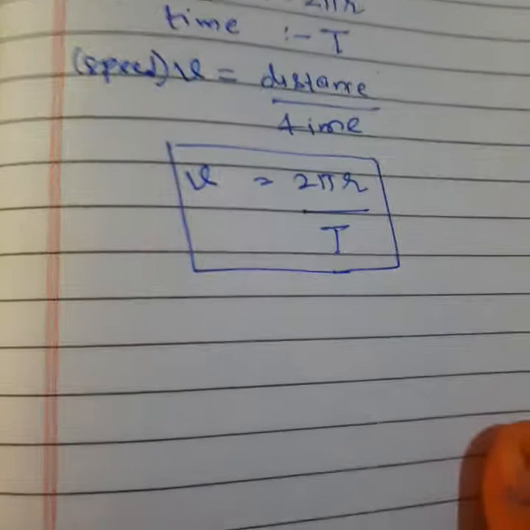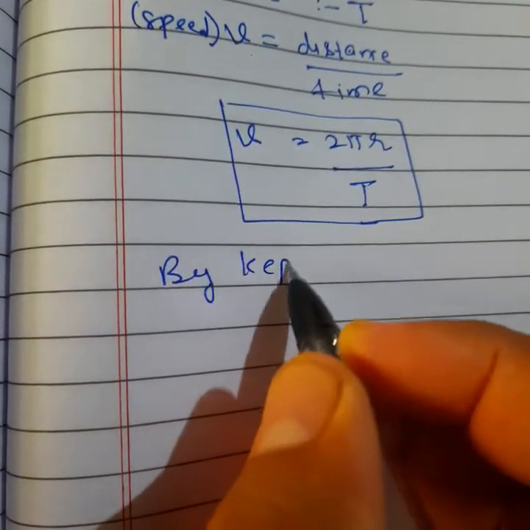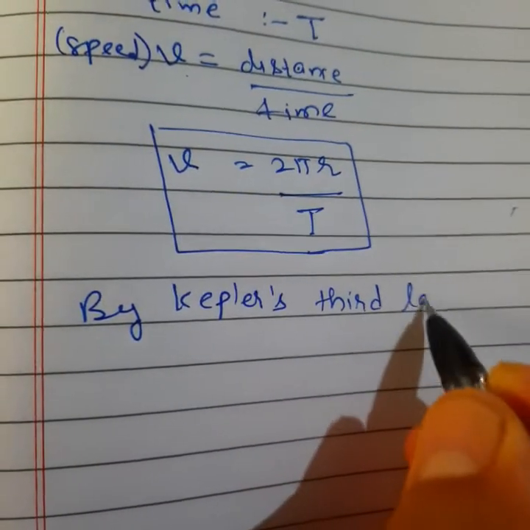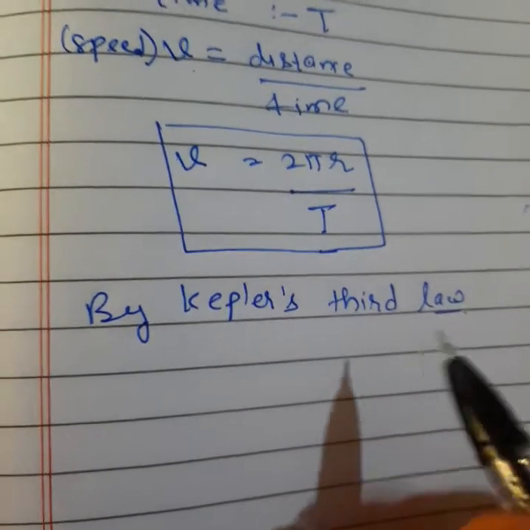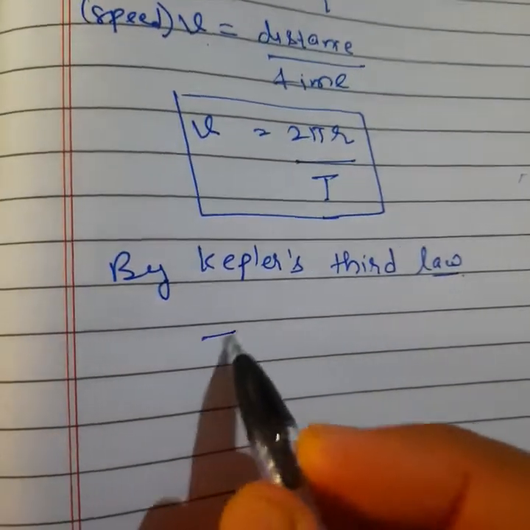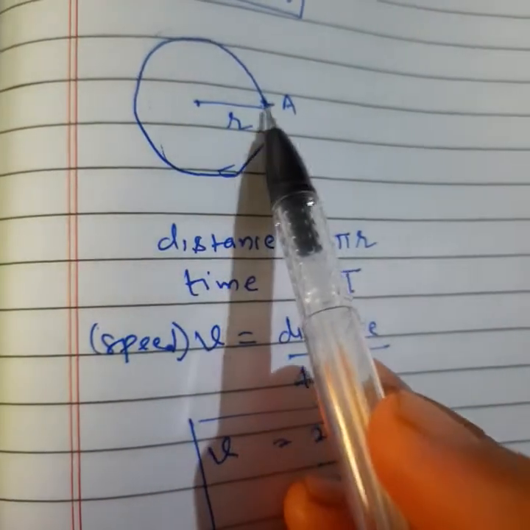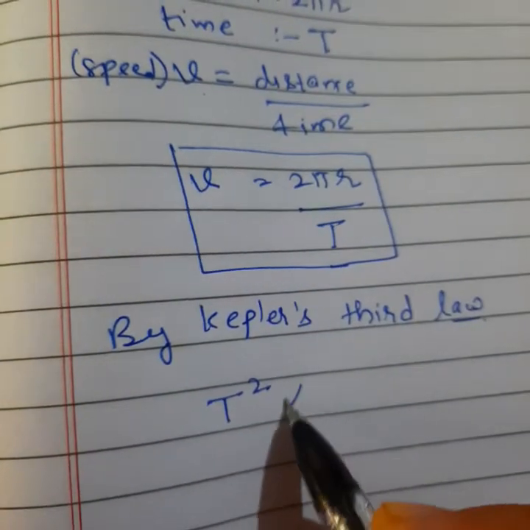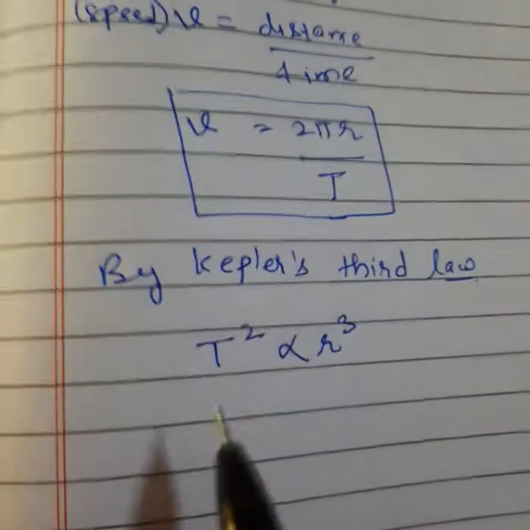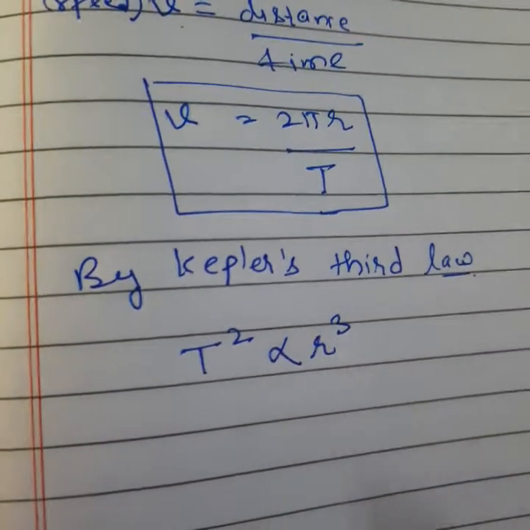Come on, third point. By Kepler's third law. This point also you have to learn. Listen carefully. According to this law, T square, meaning the total time taken from this point to reaching the same point again, is directly proportional to radius cube. This is Kepler's third law. Derivation is not in your syllabus. In 11th class you will get the derivation.